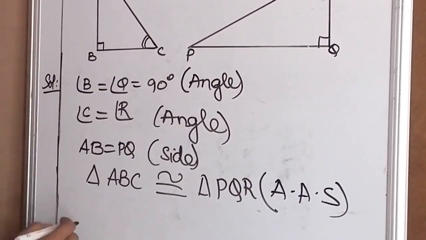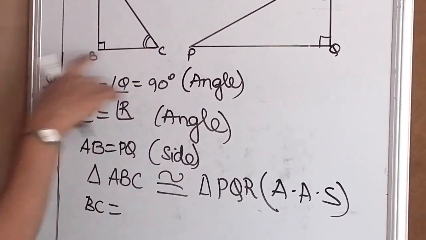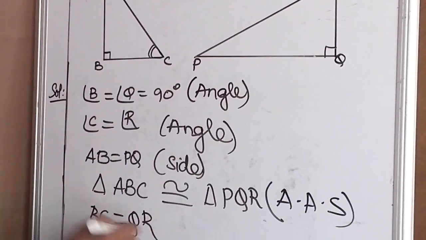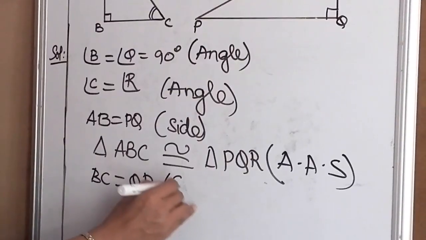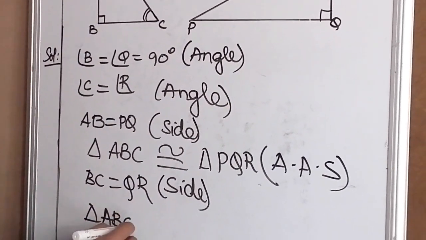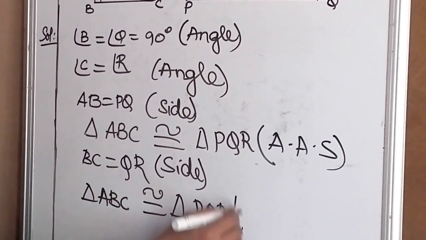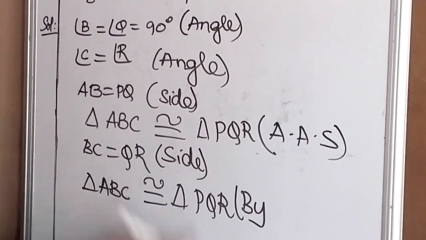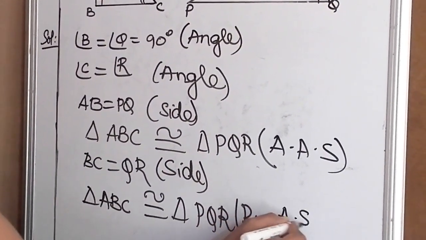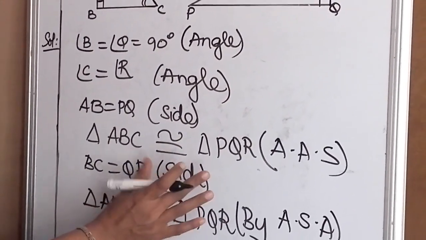If we consider that BC is equal to QR, two angles are there on the same side, same way you have to see this side, QR. So BC is equal to QR. This is a side that we are taking. Then triangle ABC is congruent to triangle PQR. What is the reason? By which axiom? This is the included angle. So this is ASA criteria. Now this is the second case.